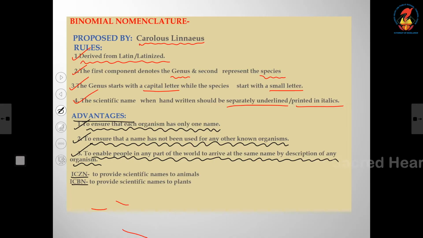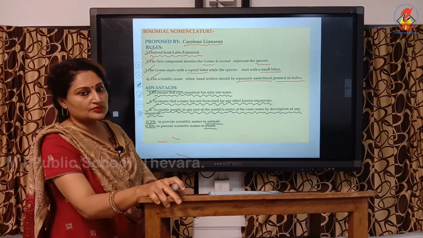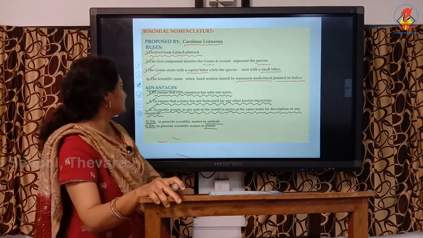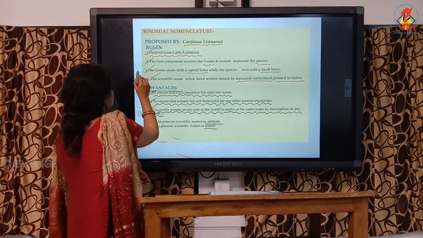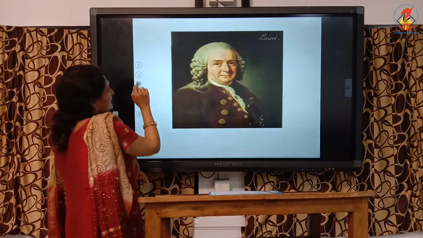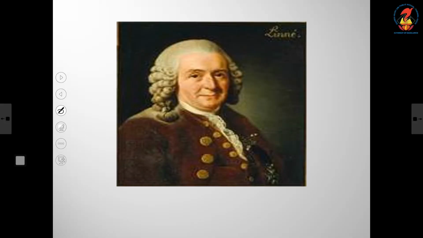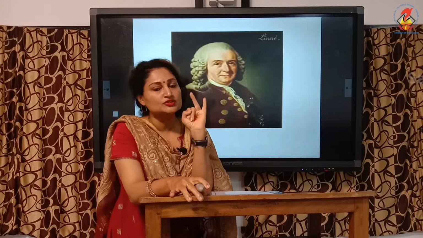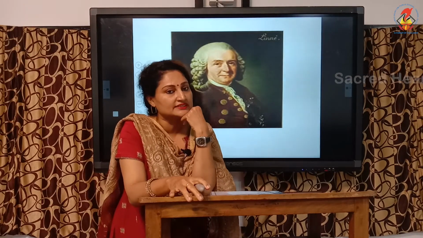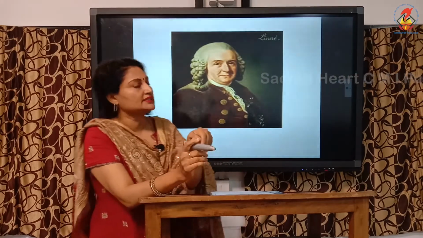Now there are two very important organizations that provide scientific names. The scientific names for animals are provided by ICZN, the International Code of Zoological Nomenclature, and for plants by the International Code of Botanical Nomenclature. So this is all about nomenclature. This is the picture of Carolus Linnaeus, who is credited with binomial nomenclature, and he also formulated the two kingdom classification, that is, organisms are classified into plant kingdom and animal kingdom.